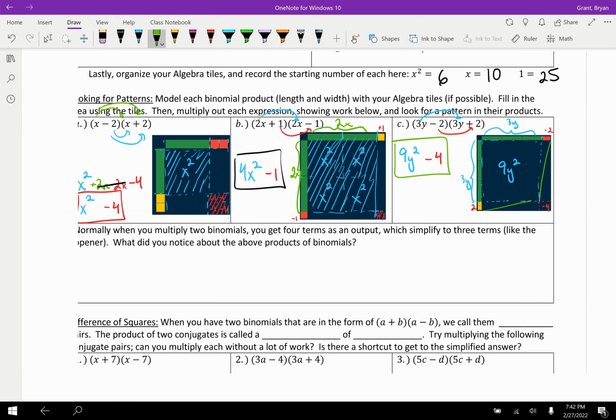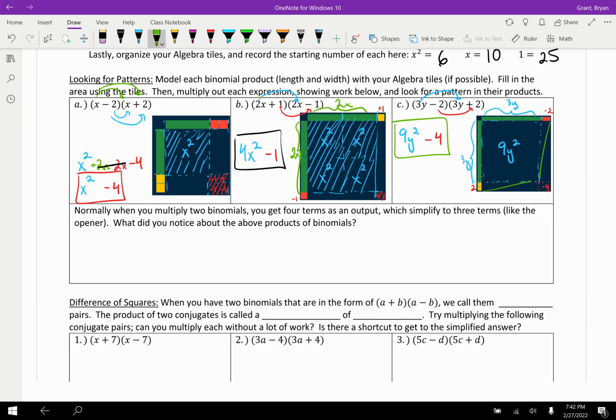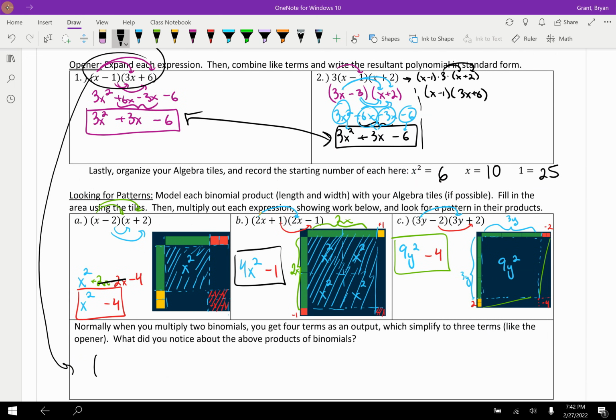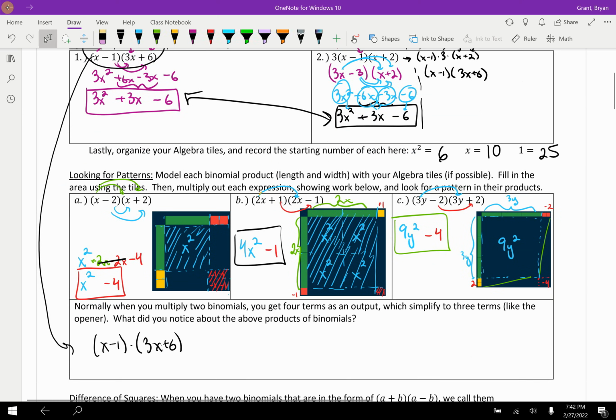So normally when you multiply two binomials, you get 4 terms as an output, which simplify to 3 terms. Let's just do an opener example really quickly. I'm just going to draw an arrow up here. x minus 1 times 3x plus 6. Using that opener became 3x squared plus 6x minus 3x minus 6, and it simplified to 3x squared plus 3x minus 6. 3 terms. However, in the 3 examples directly above, they didn't reduce to 3 terms, they reduced to 2.